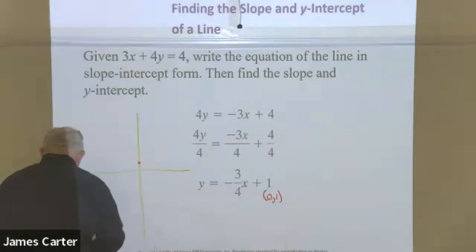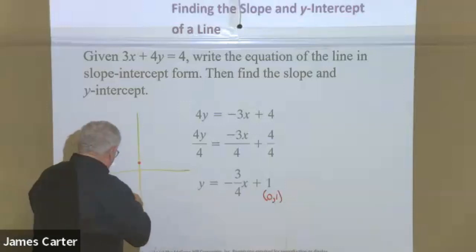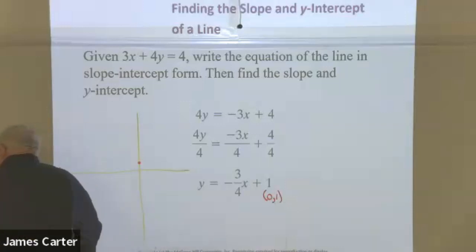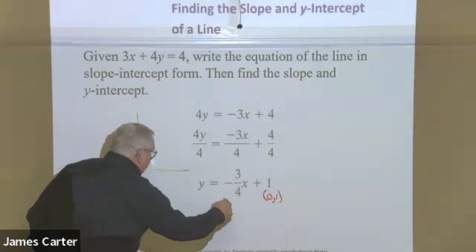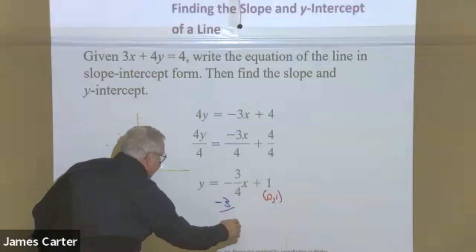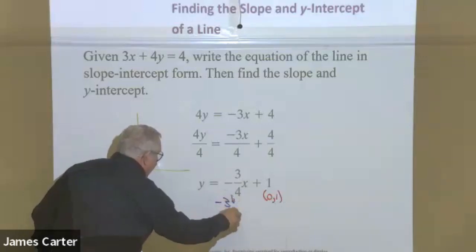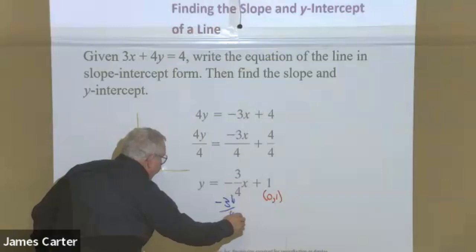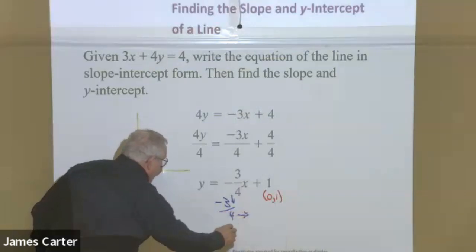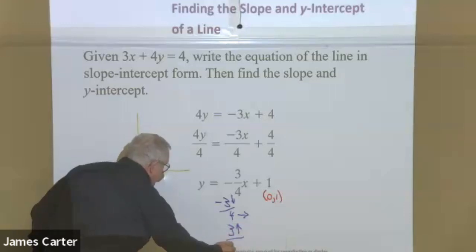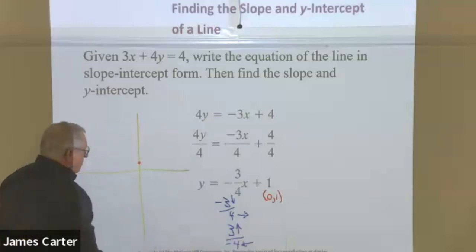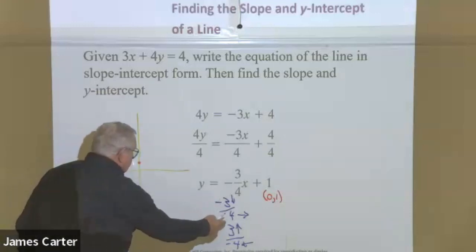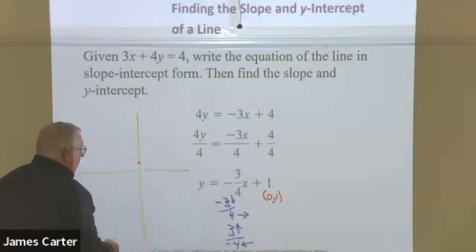Now, from that point, we in turn are going to go either down 3, right 4, or we're going to go up 3 and left 4. Okay? Because this indicates the negative direction there.